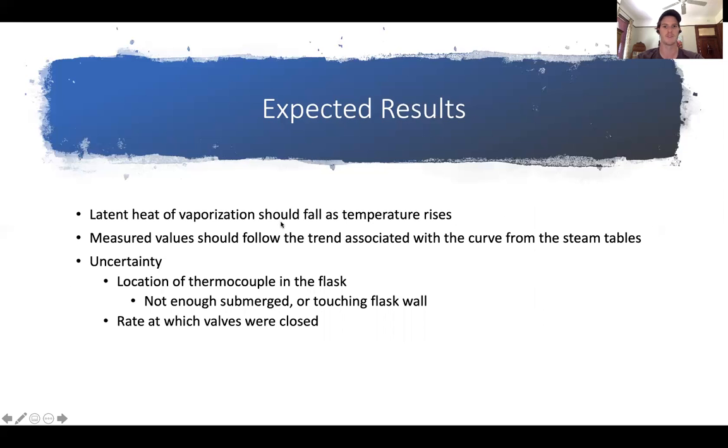Our latent heat of vaporization should fall as temperature rises. Our measured values should follow the trend associated with the curve from the steam tables.